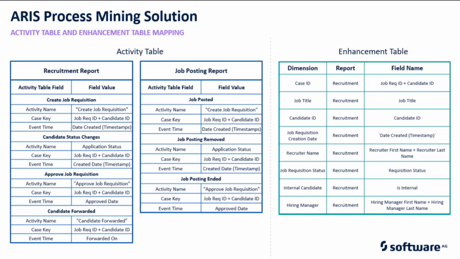So what we have done is we have identified two reports, that is the recruitment report and the job posting report, that will be used to create the overall recruitment process. The recruitment report tells us information about when the job requisition was created and when it was approved, and various statuses of the candidate. And the job posting report will tell us when a particular job posting was posted to a particular portal and when it was removed.